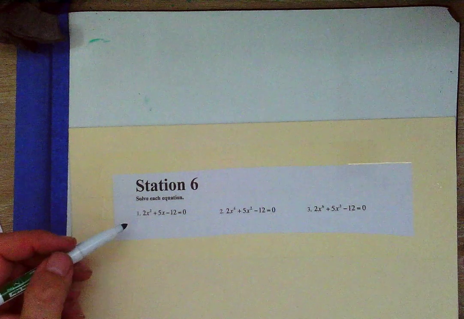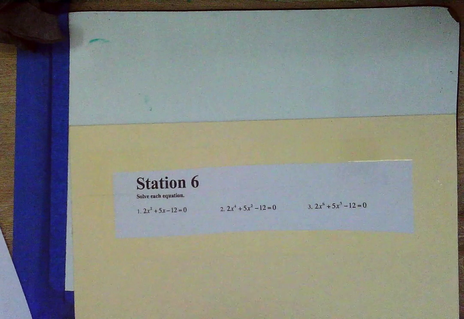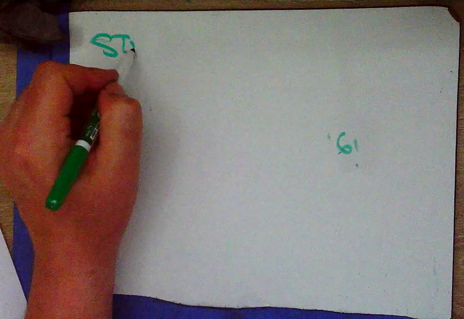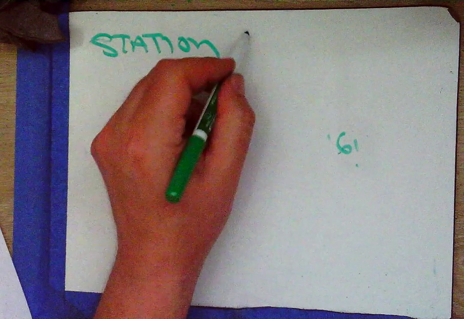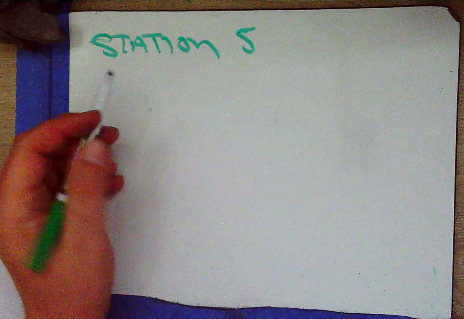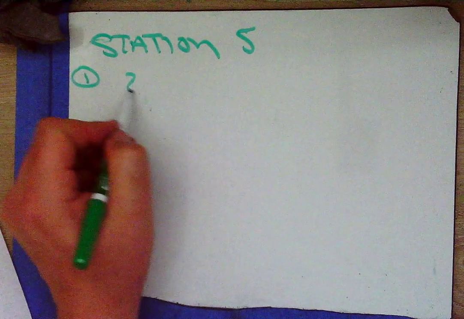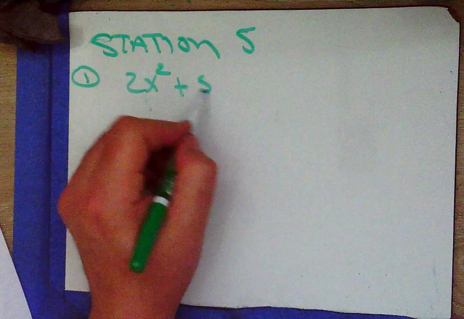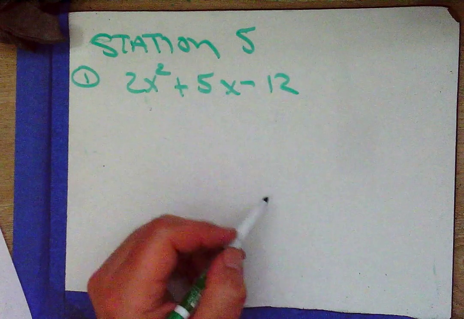And that was it for station 5. Let's move on now. Station 6. Station 6 is solving equations, and these look like ones that I'm supposed to factor. Let's see if that's true, if all of these problems can be solved by factoring and setting factors equal to 0. I've got 2x squared plus 5x minus 12.